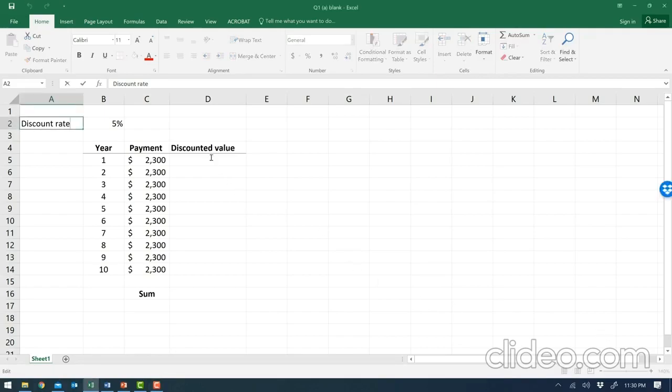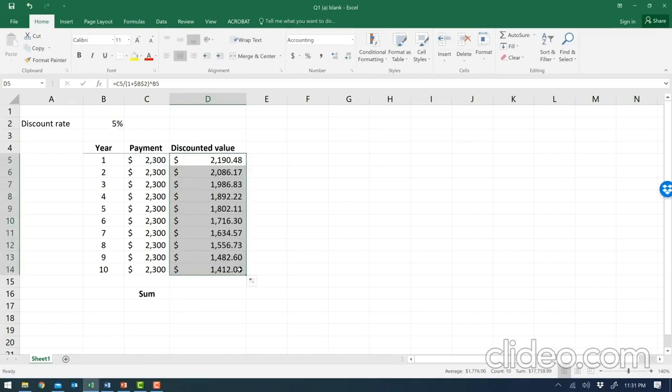Let me start with the first payment and find its present value. I will take the payment itself and divide it by 1 plus discount rate raised to power 1, because this payment occurs 1 year from now. If I extend this array all the way to year 10, this will give me the present value of each of these individual payments. For example, the very last cell gives me the present value of the last payment, $2,300, discounted to present. We're raising it to power 10 because this payment occurs in year 10.